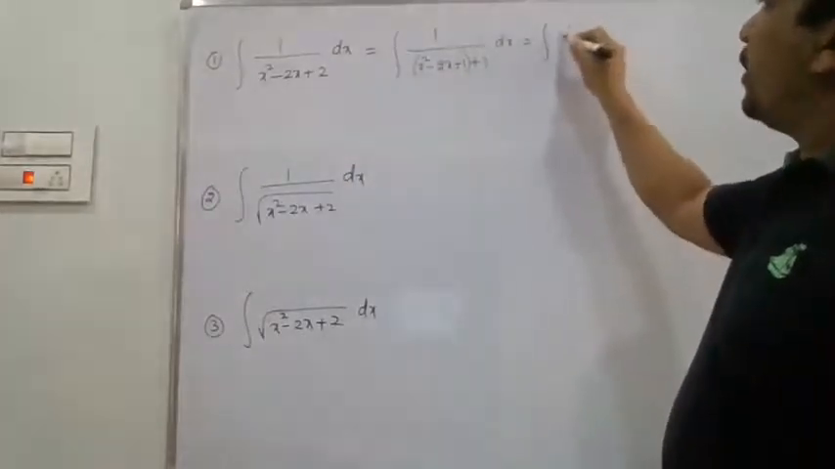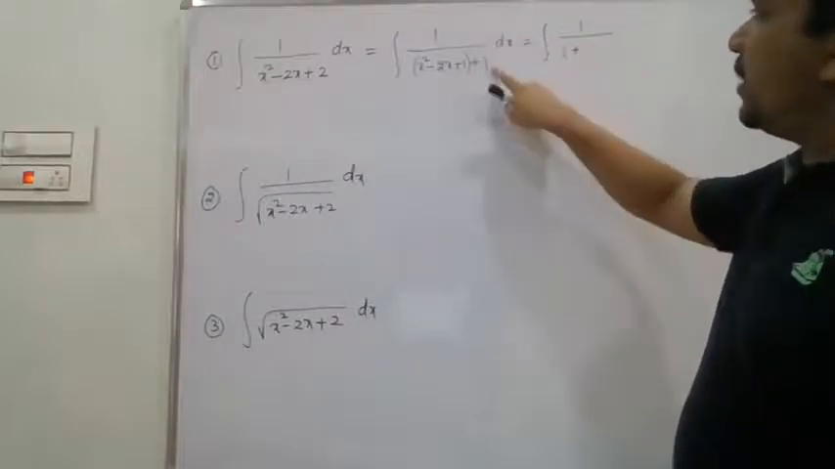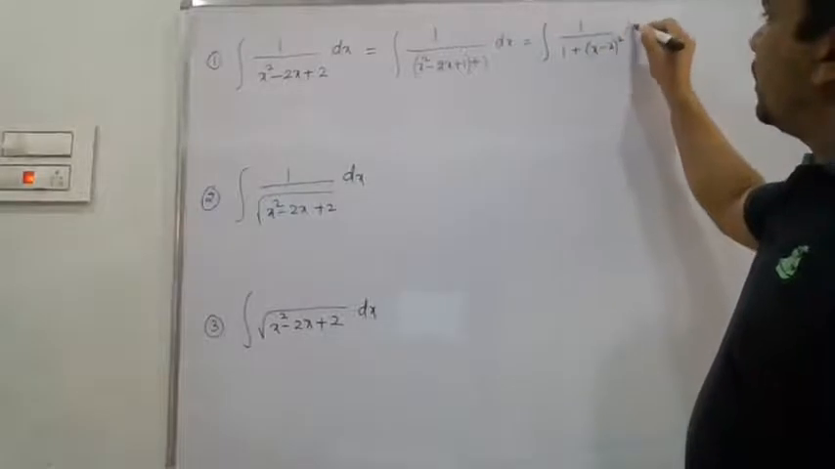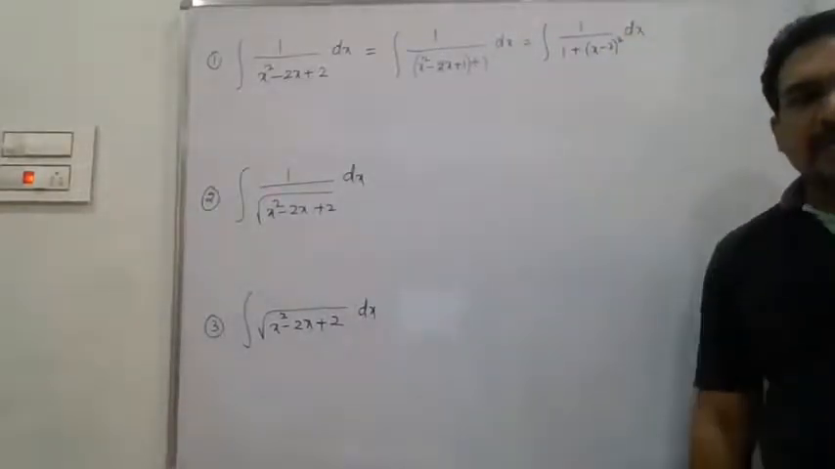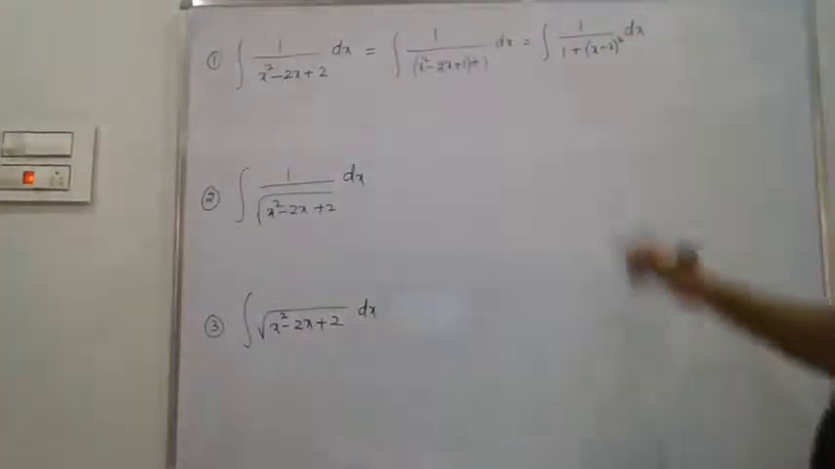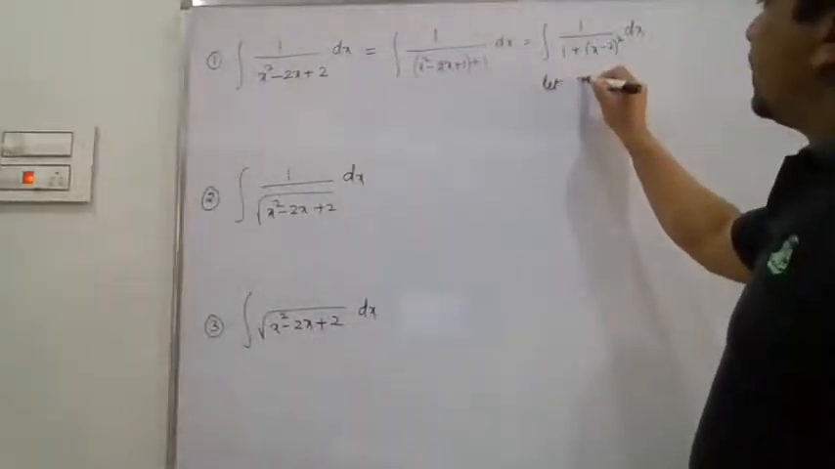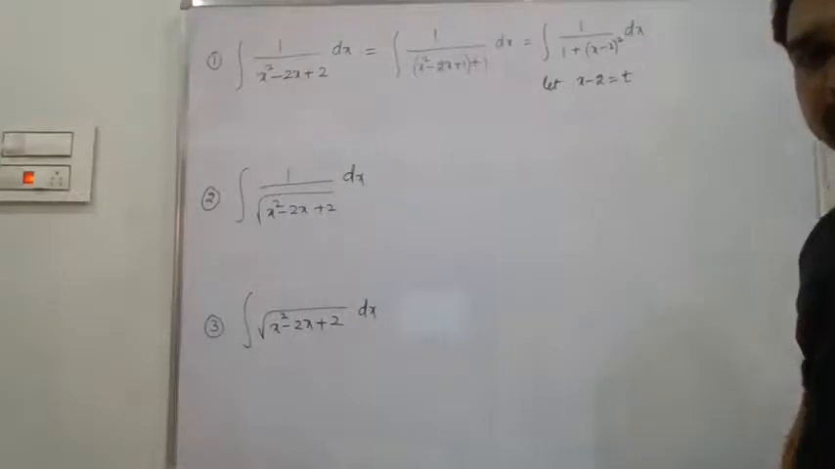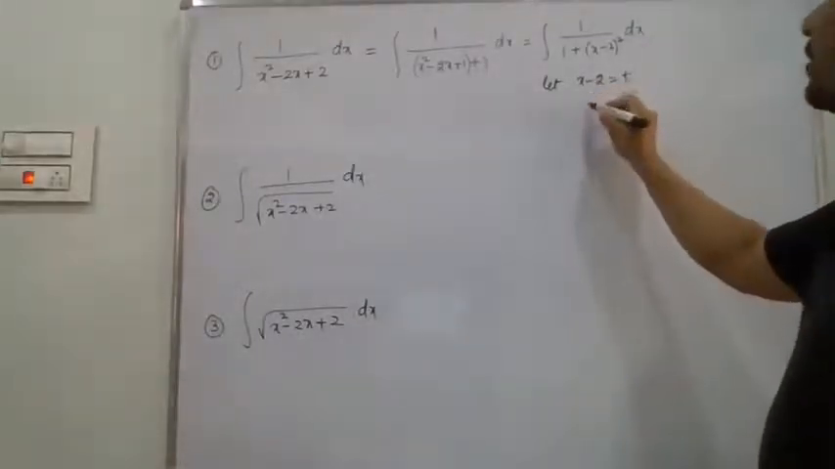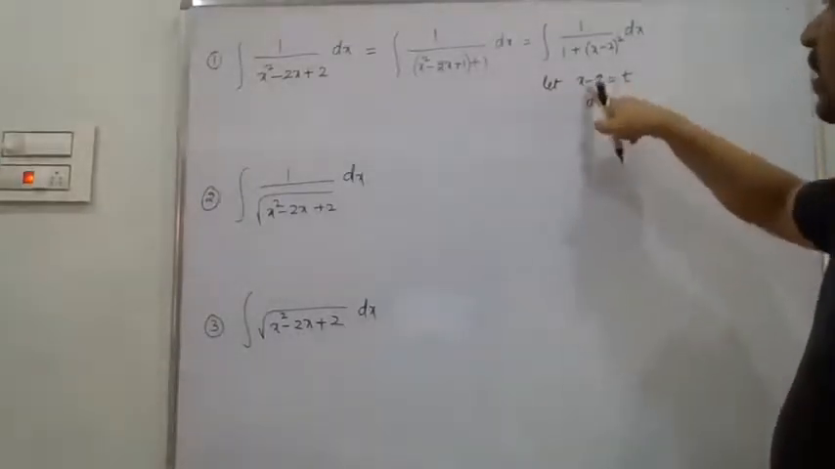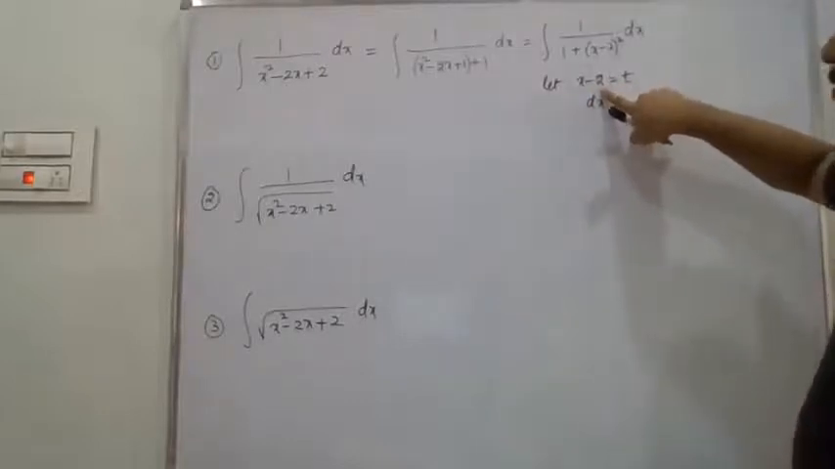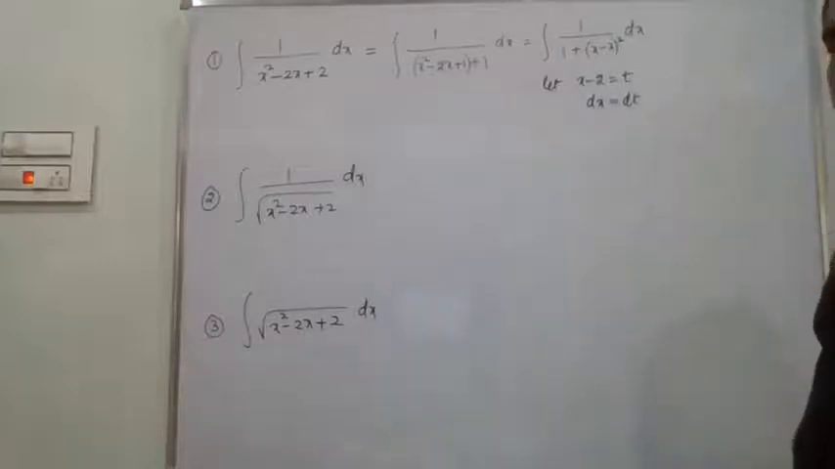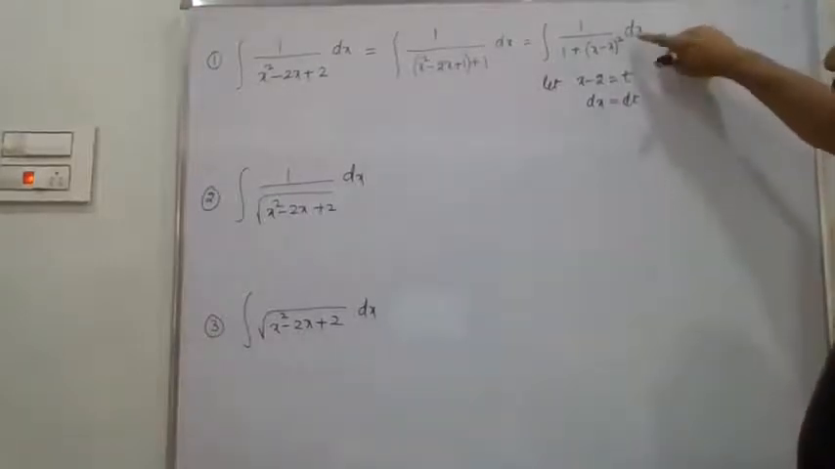So integration of 1 by 1 plus x minus 2 whole square dx. Now let x minus 2 is equal to some t. Then what is the differentiation of the left side with respect to x? dx minus differentiation of 2 is 0. So left side differentiation is dx only and right side differentiation is dt. So do the substitutions of these two inside this question.